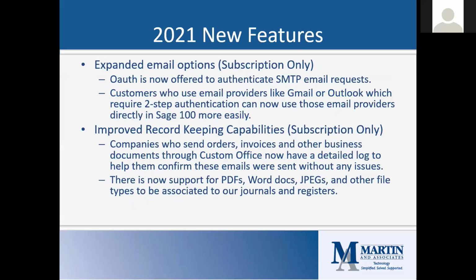And then one last page here, and then we'll actually jump into the software and look at some of these. Here are another couple of subscription only features that were added. Expanded email options. OAuth is now offered to authenticate SMTP email requests. Customers who use email providers like Gmail or Outlook, which require a two-step authentication, can now use those email providers directly inside of the Sage 100 system more easily.